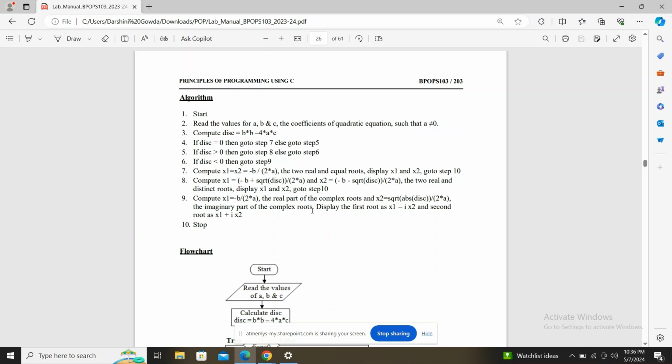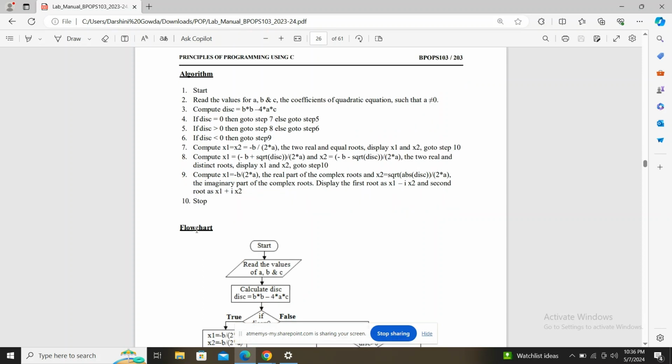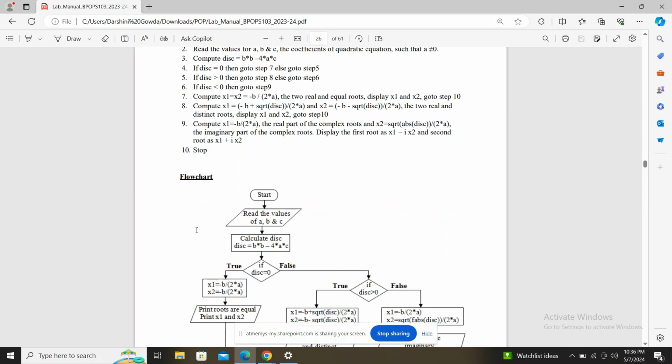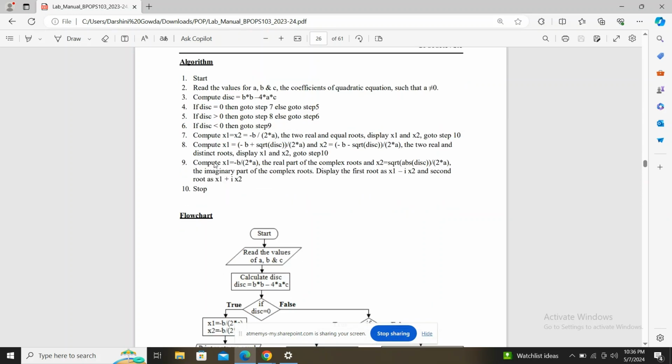So after computing this, it will display the roots. That is, the x1 root will be printed, and the second root, that is x1 plus x2, will be printed. So this is the first root and this is the second root. After this step, it will go to the 10th step and stop its execution. So this is about the algorithm of our program.